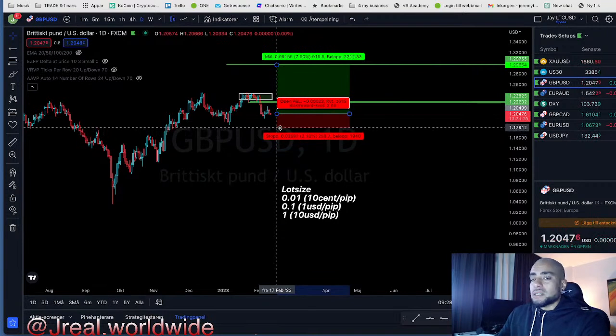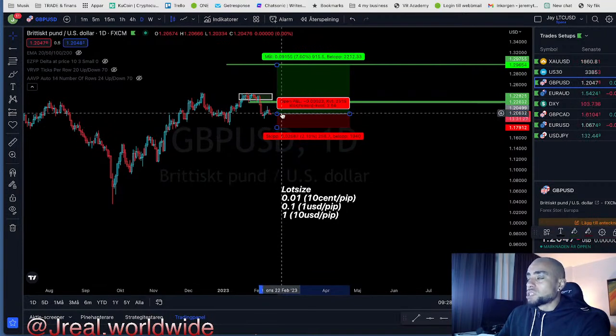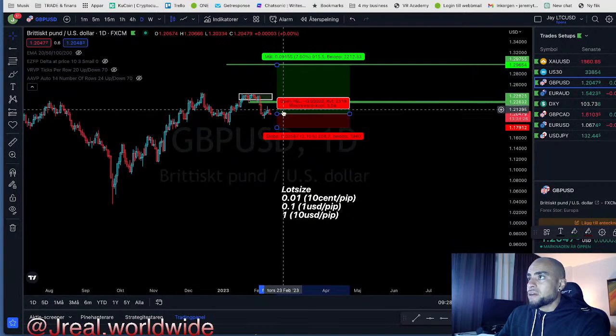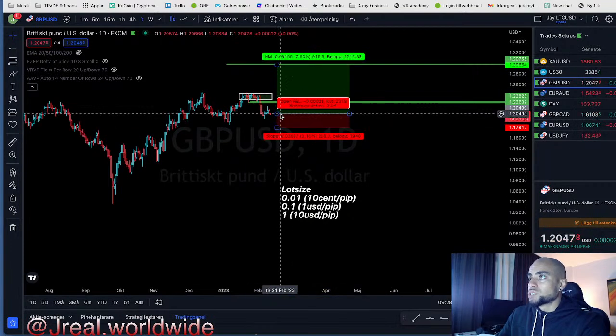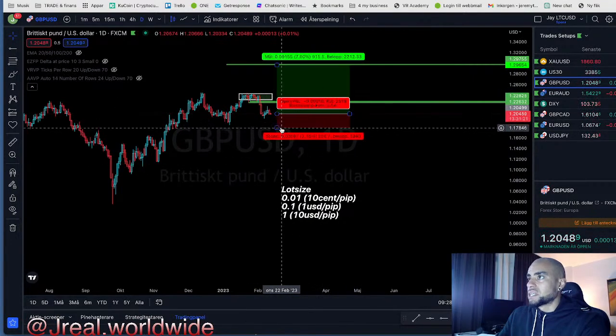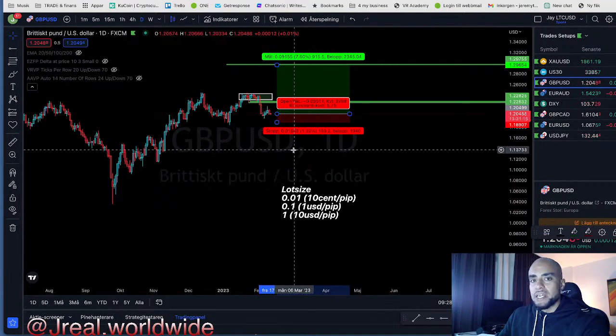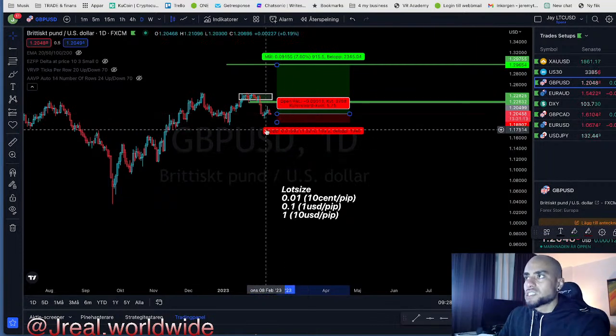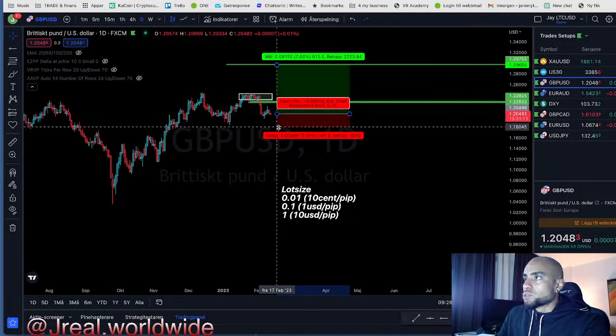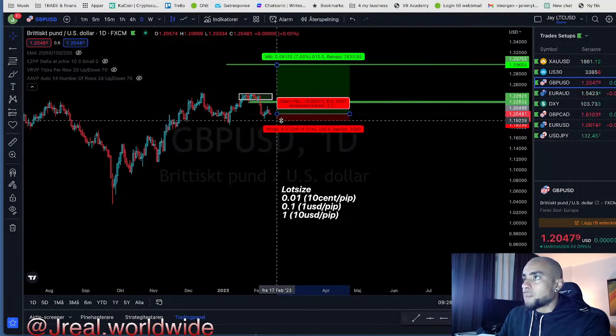Now stop loss is the opposite. Let's say the market goes in the wrong direction. We want the market to go up here for a buy, but it starts to go down instead. We need to put a limit to our loss. We don't want the market to just fall freely and blow up our account, right? So we need a stop loss. The red zone that you see here is the stop loss.